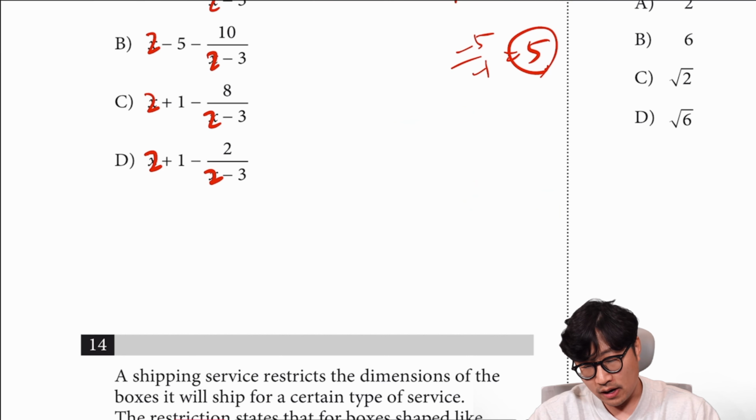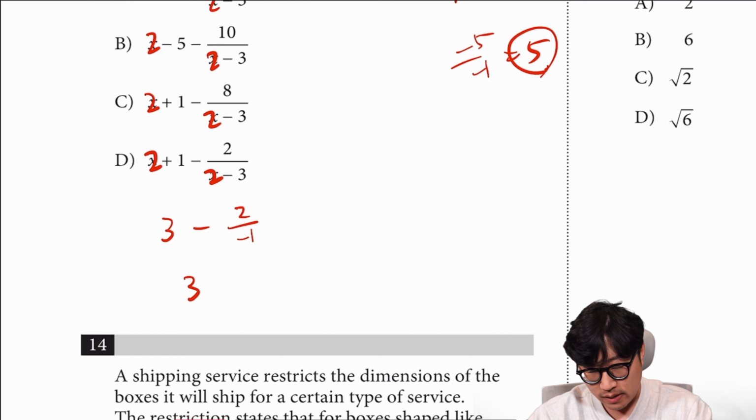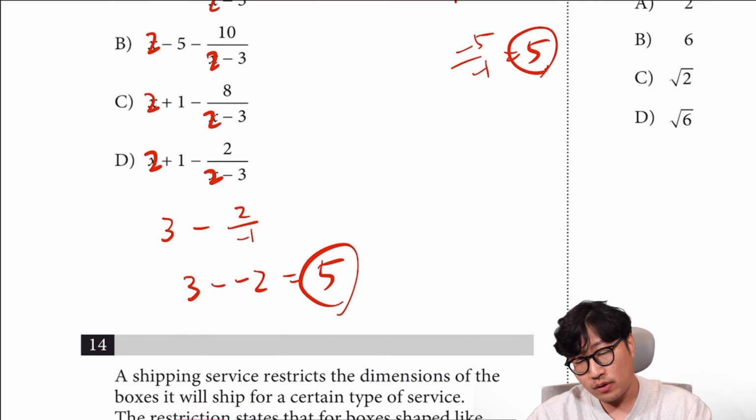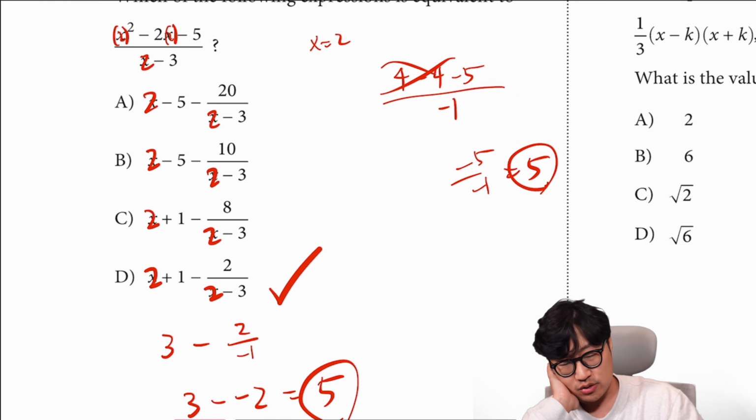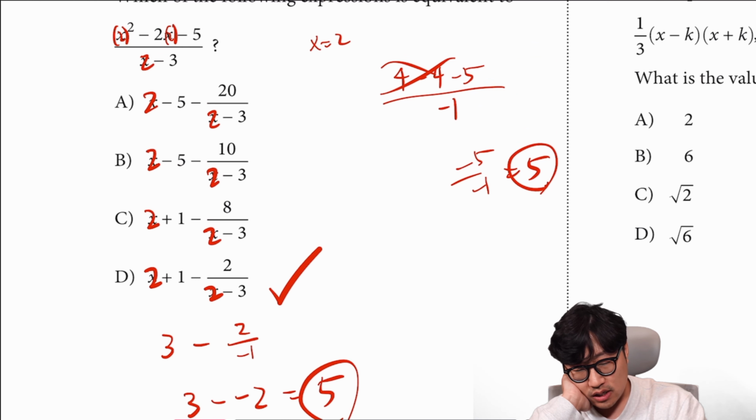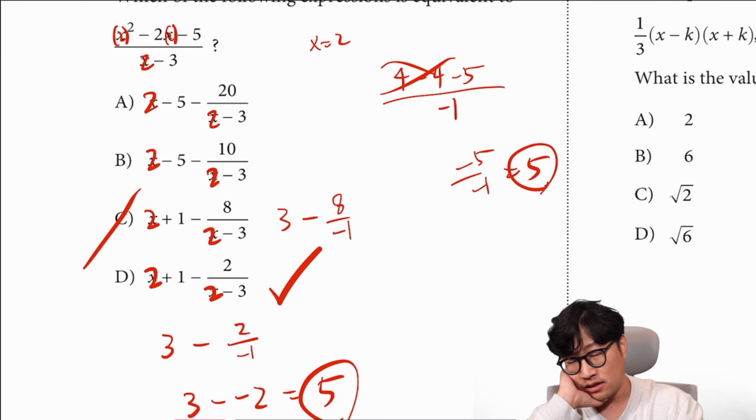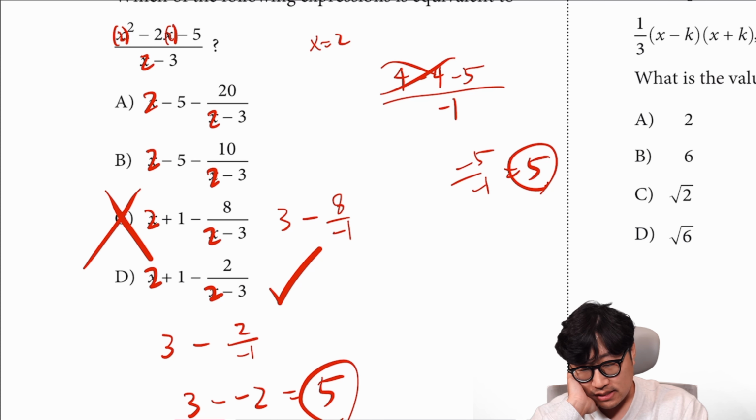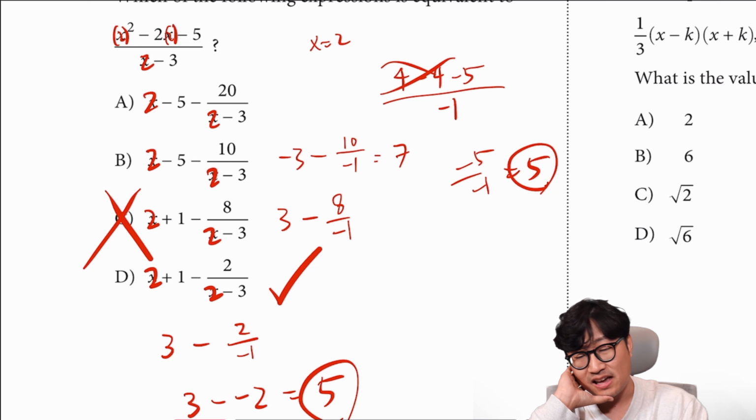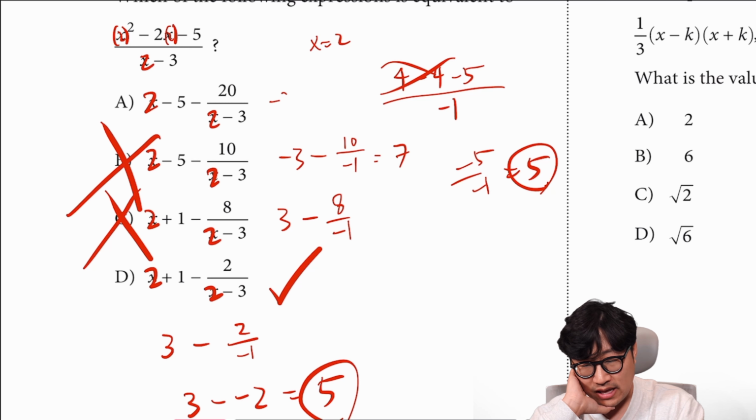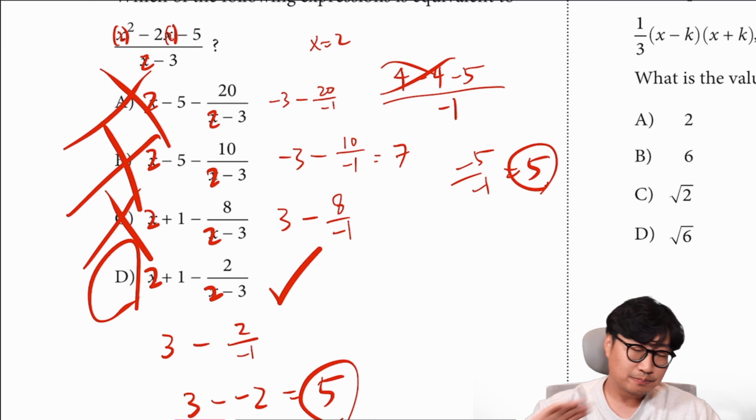So I'm going to start from the bottom, and that'll be 3 minus 2 over negative 1. So that'll be 3 minus negative 2, and that's 5. So I want to circle it, but I'm just going to double check to make sure the other ones are all wrong. So C, 3 minus 8 over negative 1. So that'll be 8 plus 3. That's a no-no. That's going to be 11. And then B is going to give you negative 3 minus 10 over negative 1. So that'll be negative 3 plus 10, which is 7. That's a no-no. And then A, that'll be negative 3 minus 20 over negative 1. That'll be 17. No, it's going to be D.